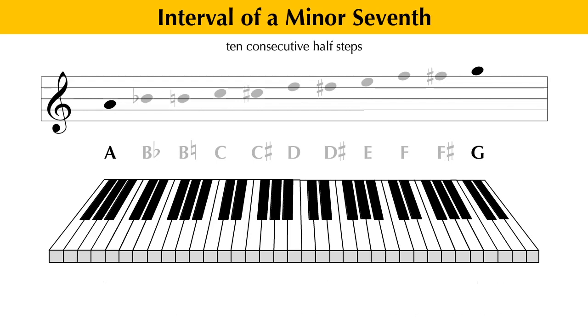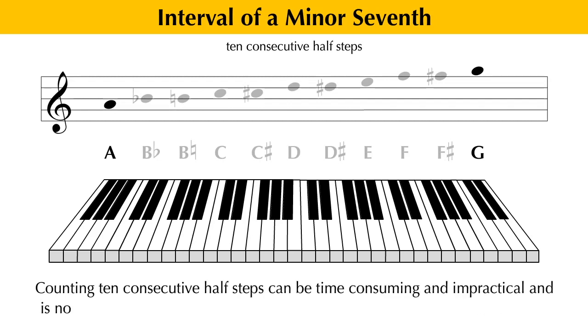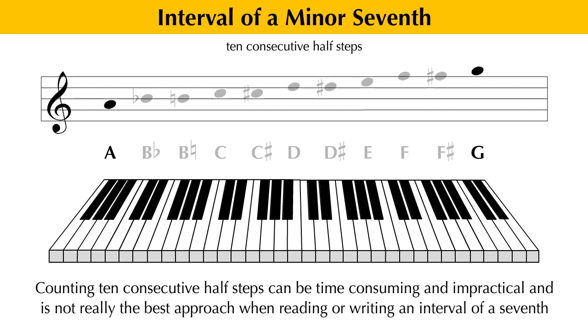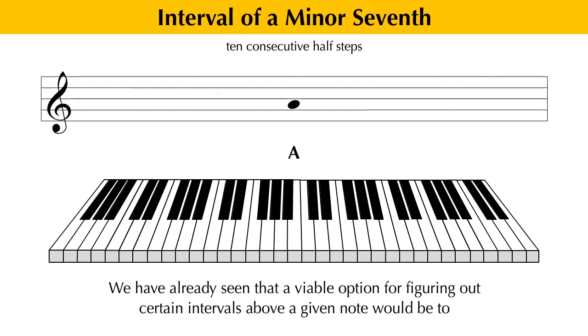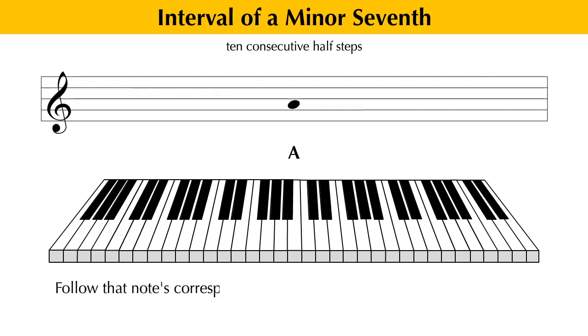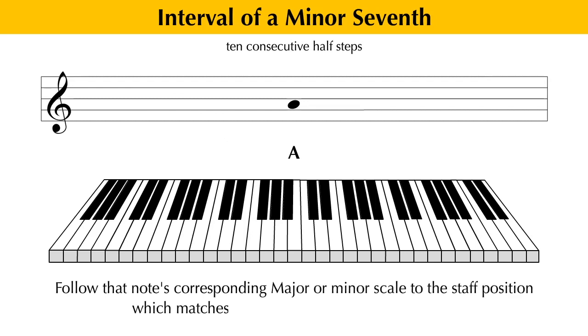However, similar to what we had discussed about an interval of a sixth in the previous video, counting 10 consecutive half steps can be time-consuming and impractical and is not really the best approach when reading or writing an interval of a seventh. We have already seen that a viable option for figuring out certain intervals above a given note would be to follow that note's corresponding major or minor scale to the staff position which matches the interval that we are looking for.